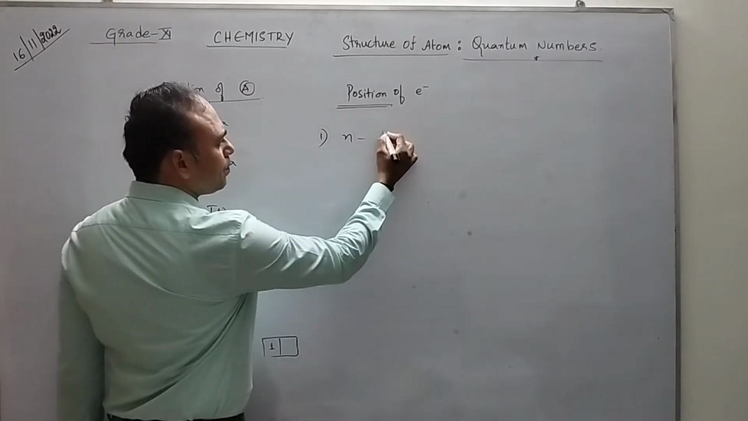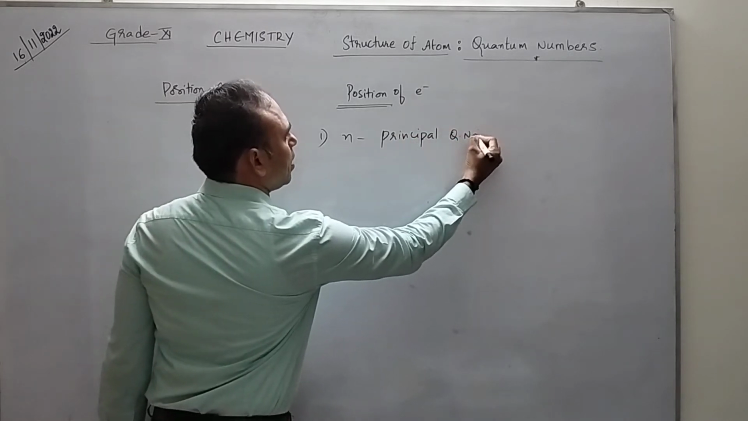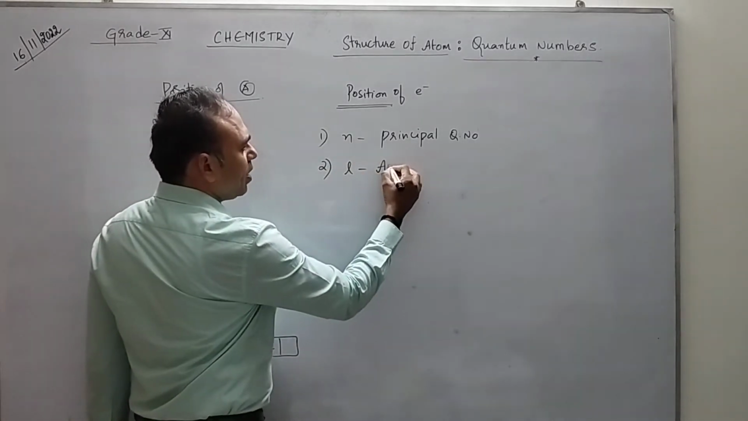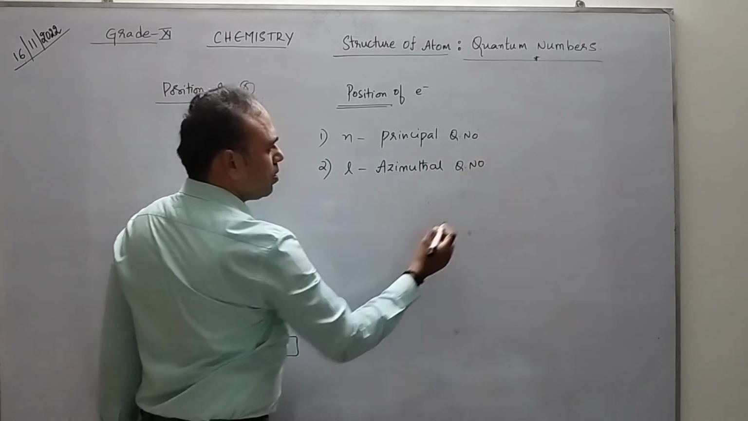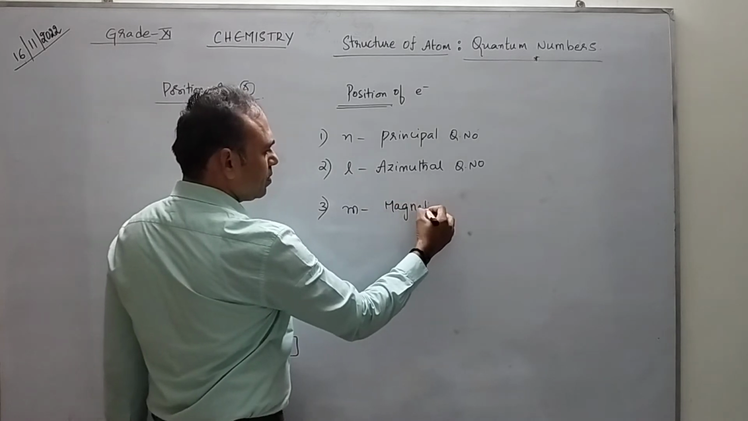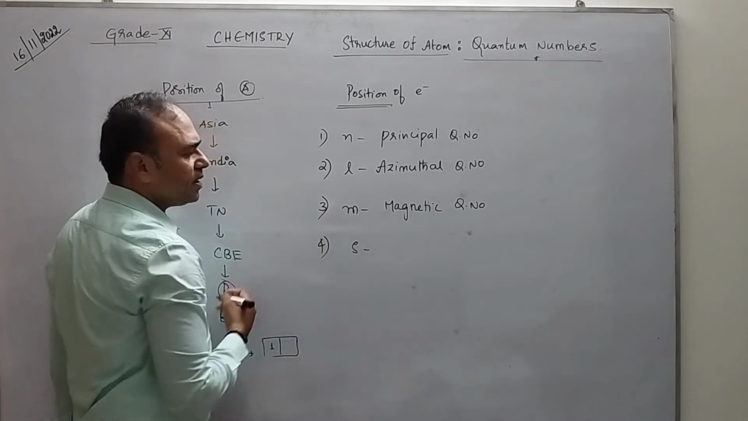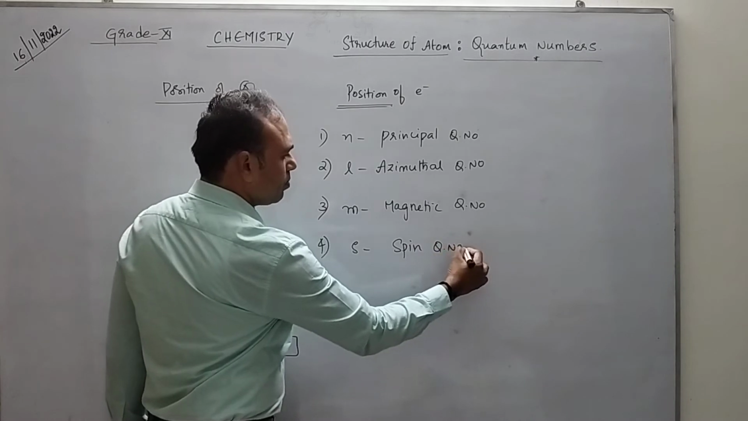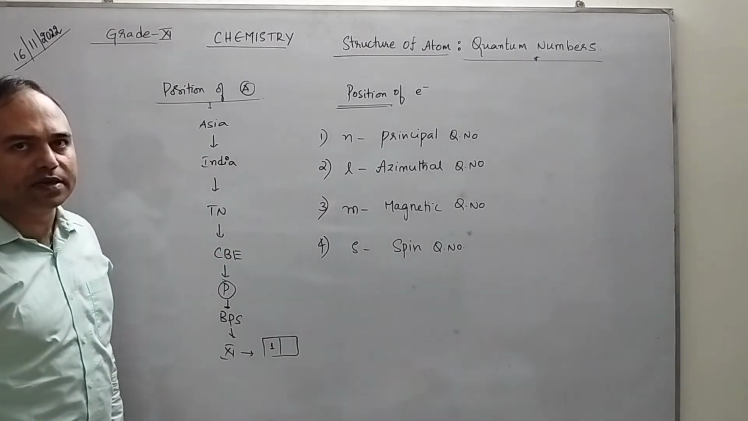First one is n, which is known as principal quantum number. Second one is l, which is known as azimuthal quantum number. Third one is m, magnetic quantum number. And the last one represented as s, and we call it as spin quantum number. So these are the four quantum numbers which will represent the position of an electron.